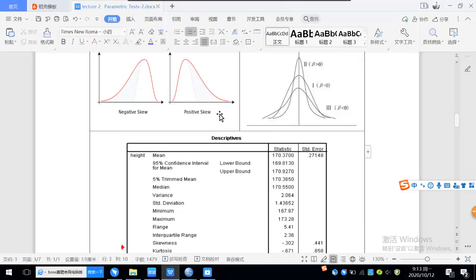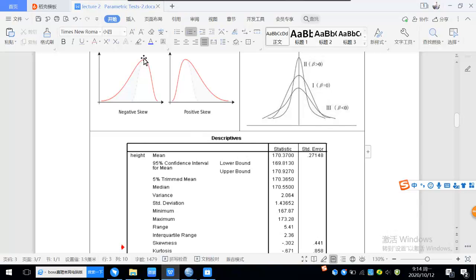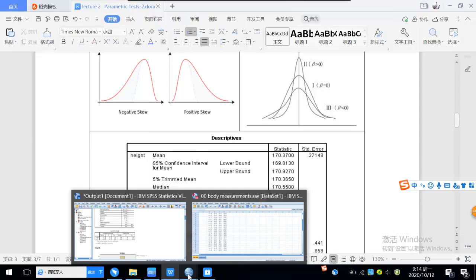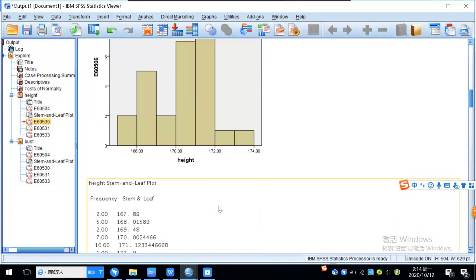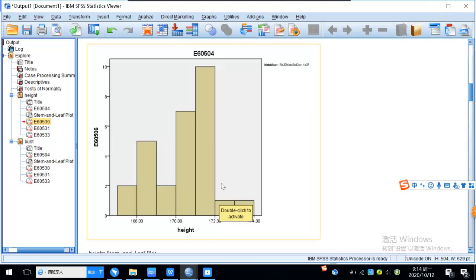Okay, so for the height, the skewness is -0.302. That means there's a small number of people who have the lower height. So it's minus, like this. Let's look at our plot here. Because here is the plot. Look here, we also have some very low values. Yes, right.